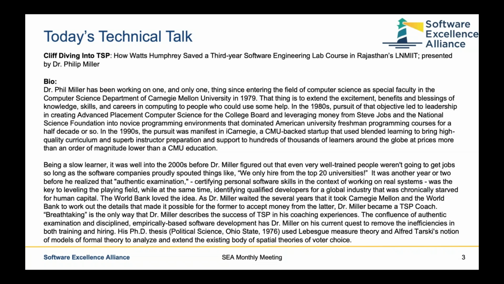Phil is currently a visiting professor of computer science and engineering at the LNM Institute of Information Technology in India. Prior to that, Phil had a very long career of over 30 years of really focusing on how to put the joy into developing software. One of his early appointments was back in 1979 at Carnegie Mellon University, where he was responsible for all undergraduate programming, which led to an elaboration of the methodologies that they used at a company called iCarnegie, which was affiliated with Carnegie Mellon.